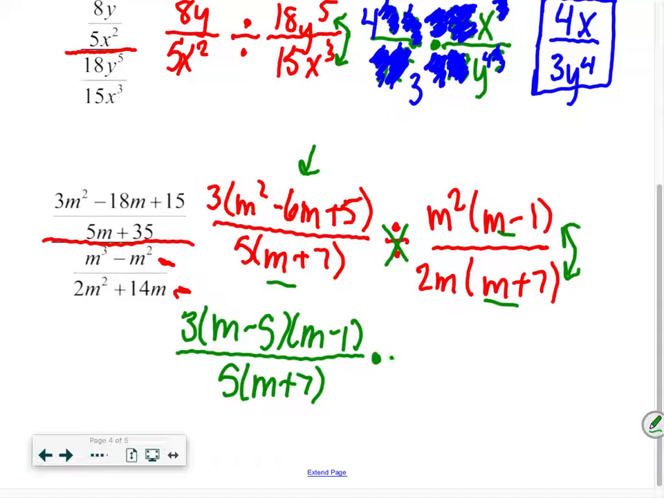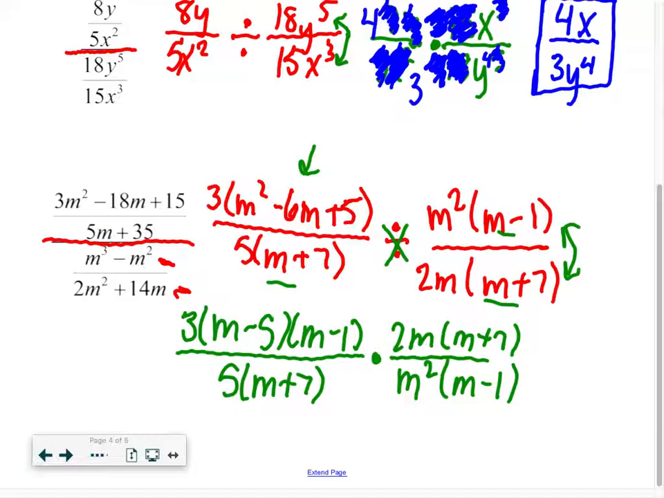Then we're going to multiply and flip, so your bottom is now your top. 2m, well, you can cancel out 7. Now we're good to go. You can really just kick them out. You see that m minus 1? Kick it out of here. And the plus 7? Kick it out of here.